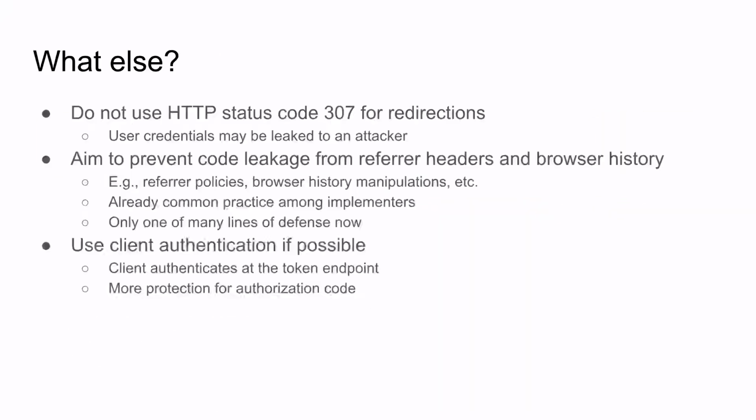So what else? This was the last one. We have a number of smaller recommendations. Do not use the HTTP 307 redirect. Prevent code leakage from referrer headers and other sources. Use client authentication if possible, and some others. So if you're using OAuth, I advise that you look into that document. It's a draft right now, but it's already quite complete, I think, maybe 90%, 95% done.